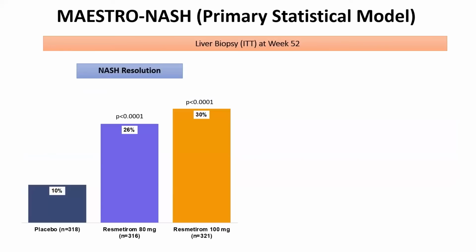And these are the main findings. So first, we were able to achieve the NASH resolution endpoint. And with the high dose resmetirom, that was at 30%. Placebo response rate was only 10%. So there was a 20% delta from placebo.